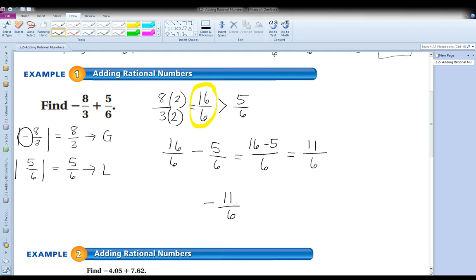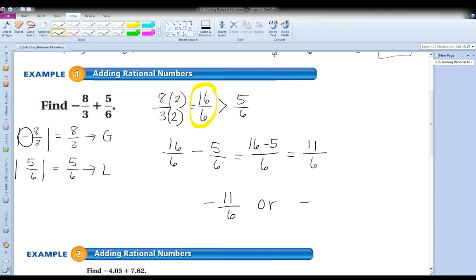Now, when we're working with fractions, before we say this is our final answer, we need to do a couple things. We need to think, can we simplify this? Well, 11 is a prime number. That means that I can't divide 11 by anything except 11 and itself. So therefore, I can't simplify this fraction. What I could do, though, is make it a mixed number.